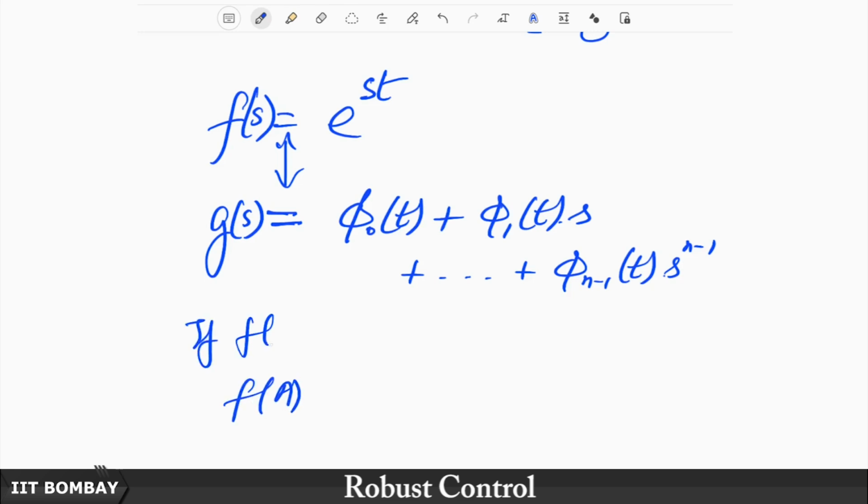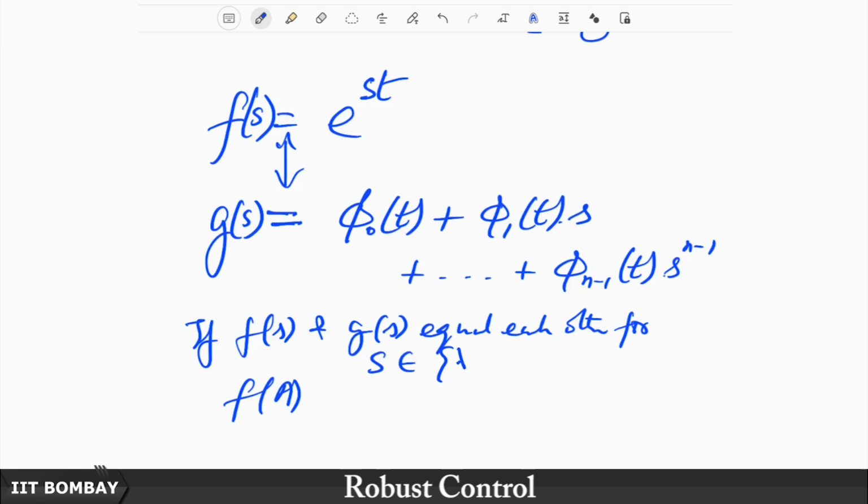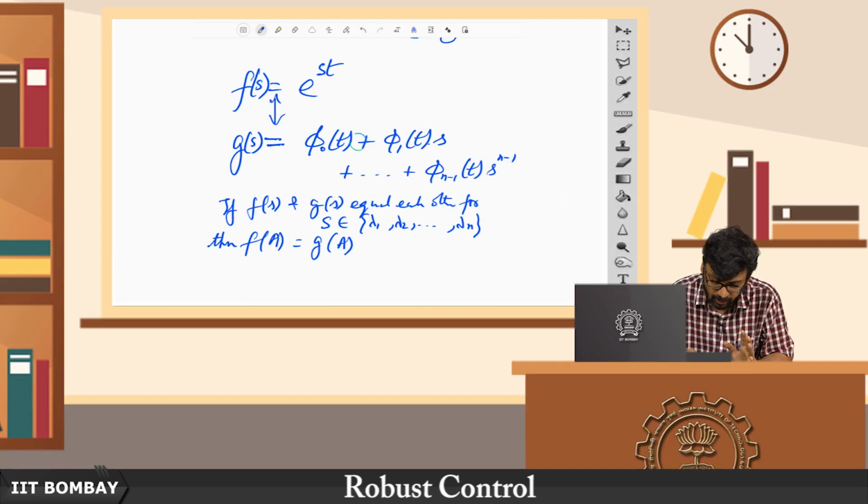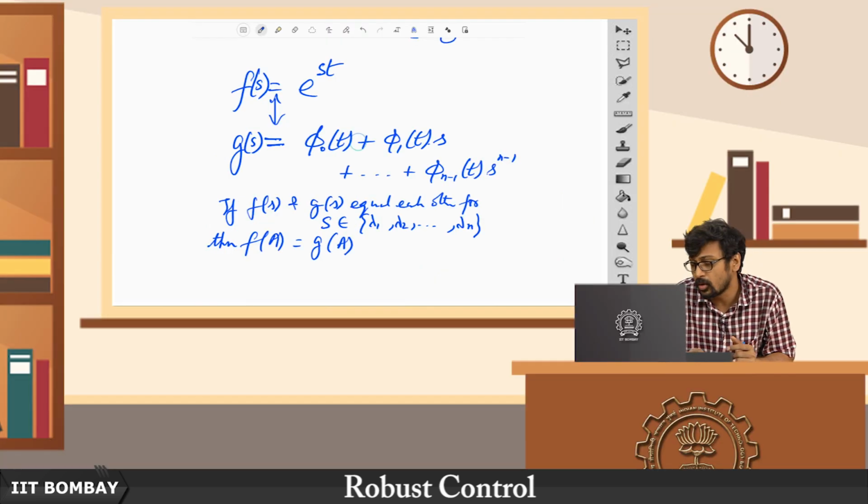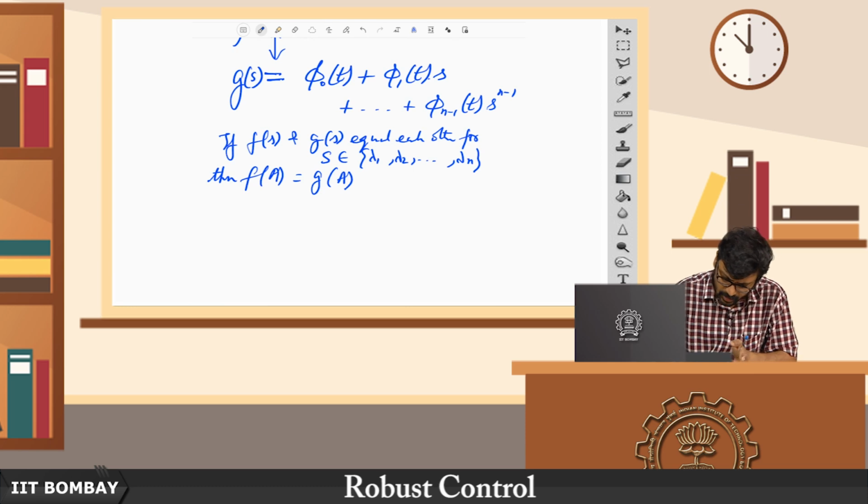So if f of s and g of s equal each other for s in the set lambda 1, lambda 2 dot dot dot till lambda n, these are of course the eigenvalues of A, then f of A is equal to g of A, and we would have actually got an expression, a finite sum, which actually equals the matrix exponential. So this is an alternative way of getting the matrix exponential to what we have already learnt earlier.